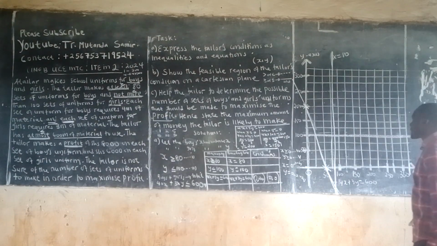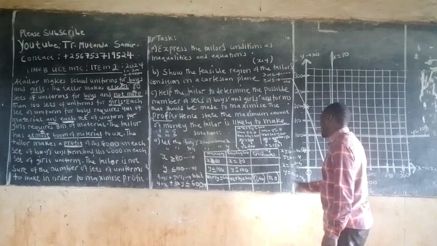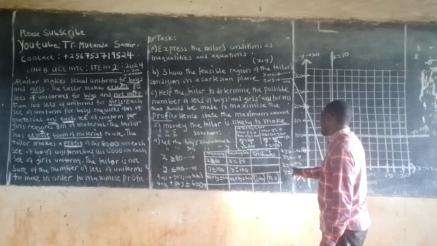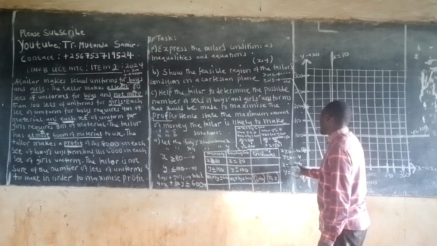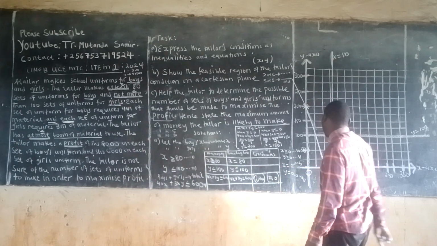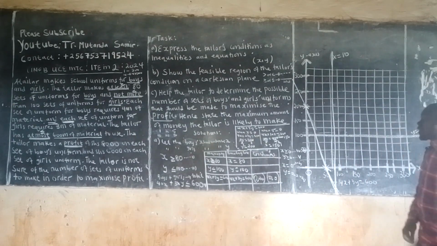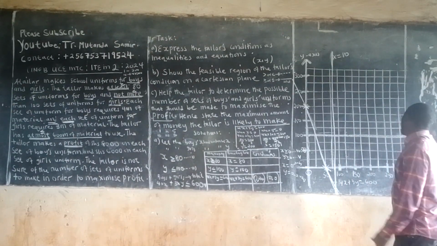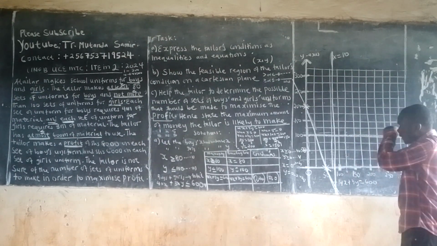Now from there, I will not waste the time. This one here, x is equal to 0, same as the y-axis. I have the y-axis there. Y is equal to 0, same as the x-axis. I have the x-axis here. I will not waste time. Now let's go into the shading.